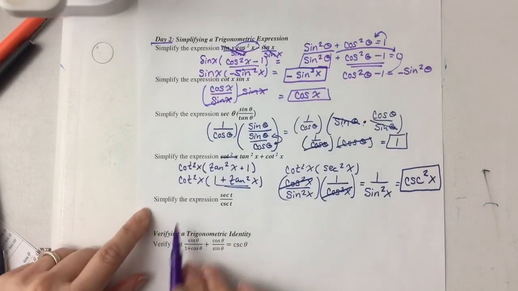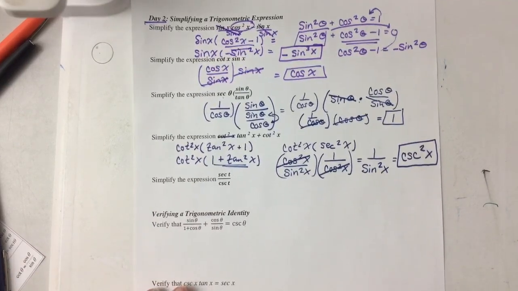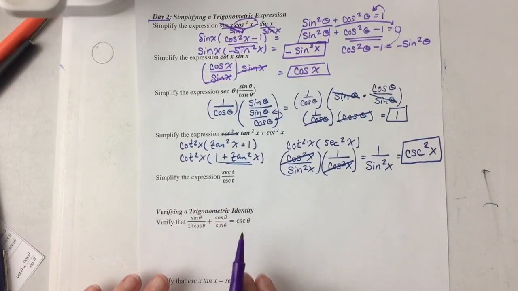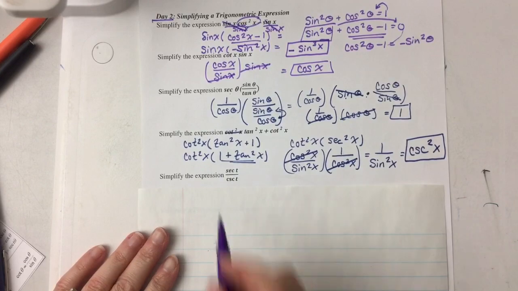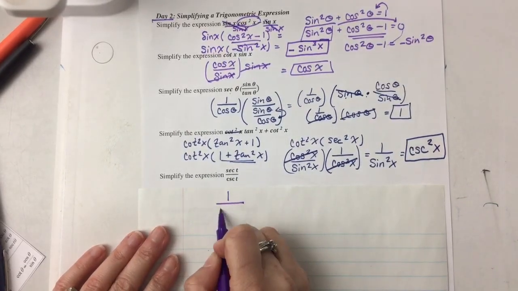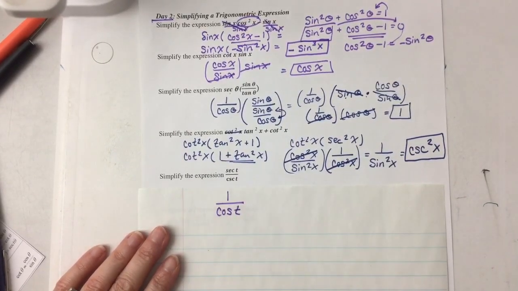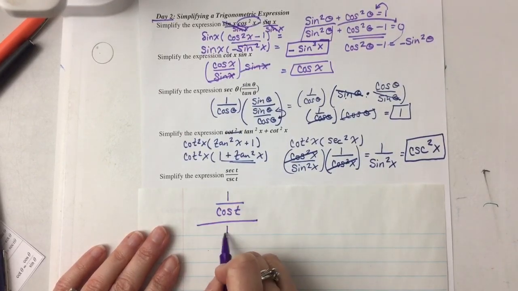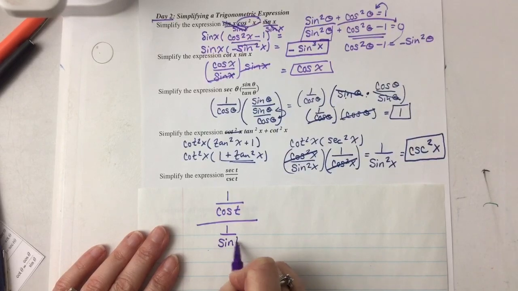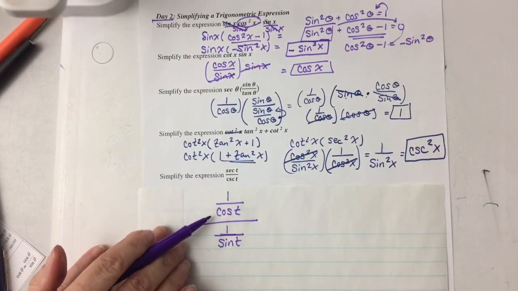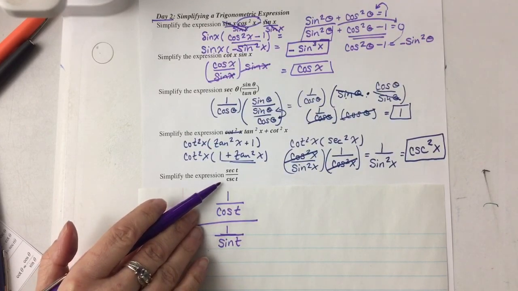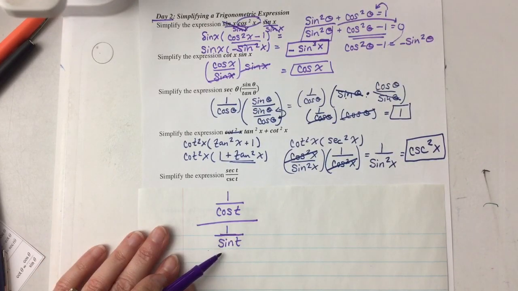Okay, so 1 more where we're simplifying, and then we're going to talk about what verifying means. Again, if you're simplifying, this is a fraction. Give yourselves a little bit of room, or use a separate sheet of paper. Secant of t: the secant is the reciprocal of the cosine, and the cosecant is the reciprocal of the sine. So I changed a secant of t to 1 over a cosine of t. Then I changed a cosecant of t into 1 over a sine of t.